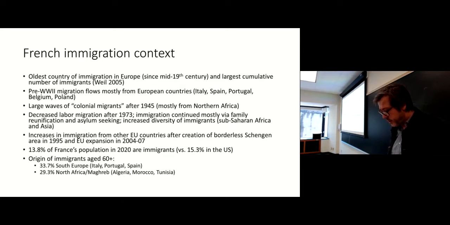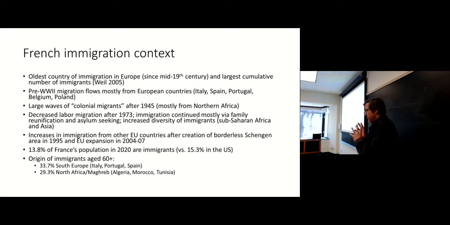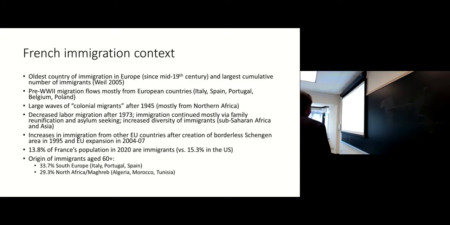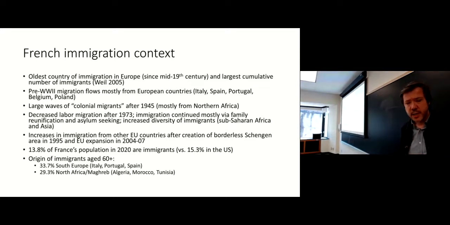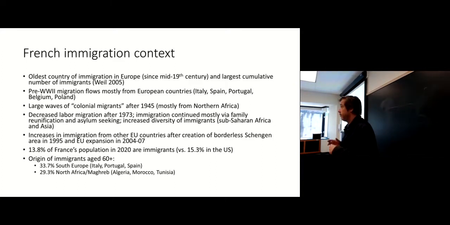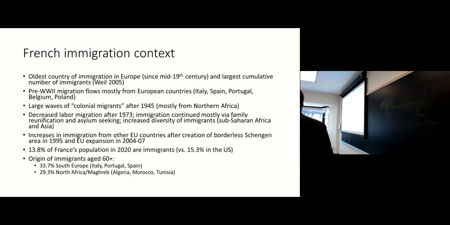So just briefly here, a little bit of information about the French migration context you may not be all aware of. This is really a short description, just to give you some pointers. France is considered the oldest country of immigrants in Europe since the mid-19th century. That's the country where immigration started first in Europe. And this is the country that has the largest cumulative number of immigrants. So even though it's not considered a classic country of immigration, it has this kind of unusual status in Europe.